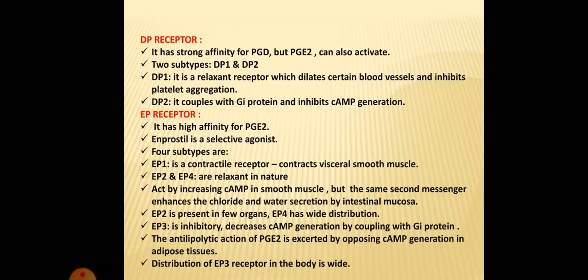EP3 receptor is inhibitory and decreases the cAMP generation by coupling with Gi protein. The anti-lipolytic action of PGE2 is exerted by opposing the cAMP generation in adipose tissue, and the distribution of EP3 receptor in the body is wide.